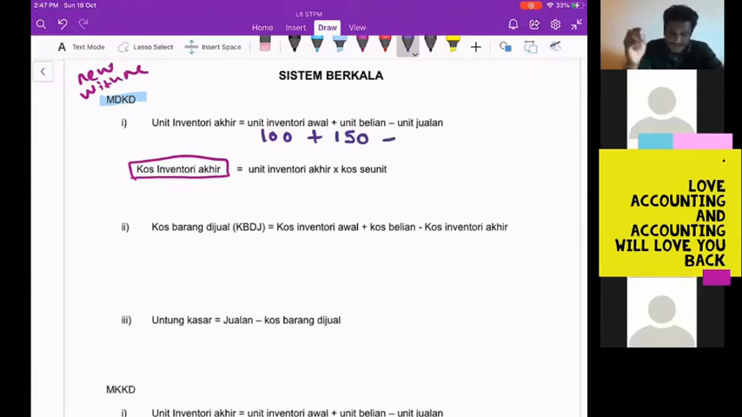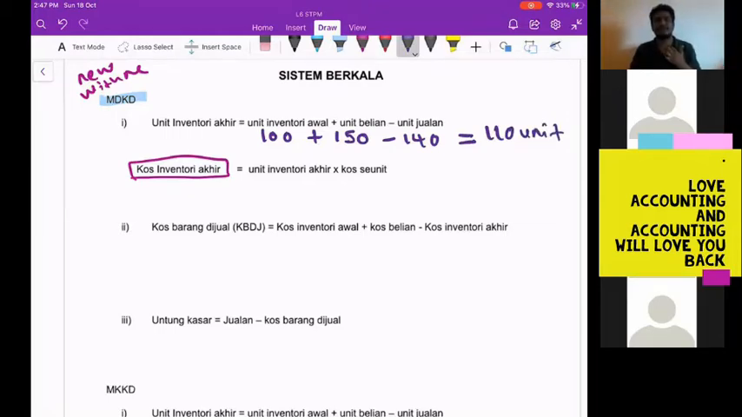Lepas tu tolak unit dijual. So first saya jual 90 unit and then saya jual 50 unit. So total unit yang saya jual adalah 140. So unit inventory awal tambah dengan unit belian, tolak dengan unit jual, you will get how many unit yang you belum jual, which is the inventory akhir. So 100 plus 150 minus 140, I get 110 unit. Any question on this? Inventory awal tambah dengan belian, tolak dengan dijual, the leftover I will get is inventory akhir.